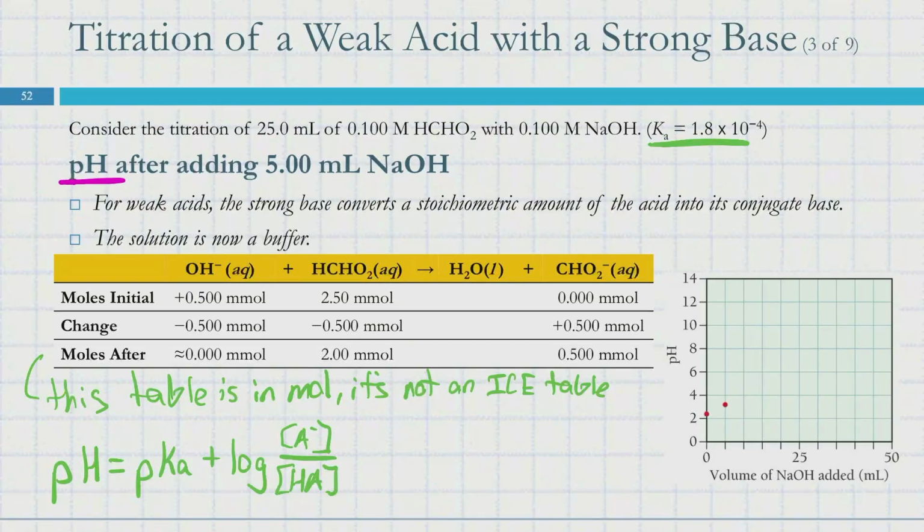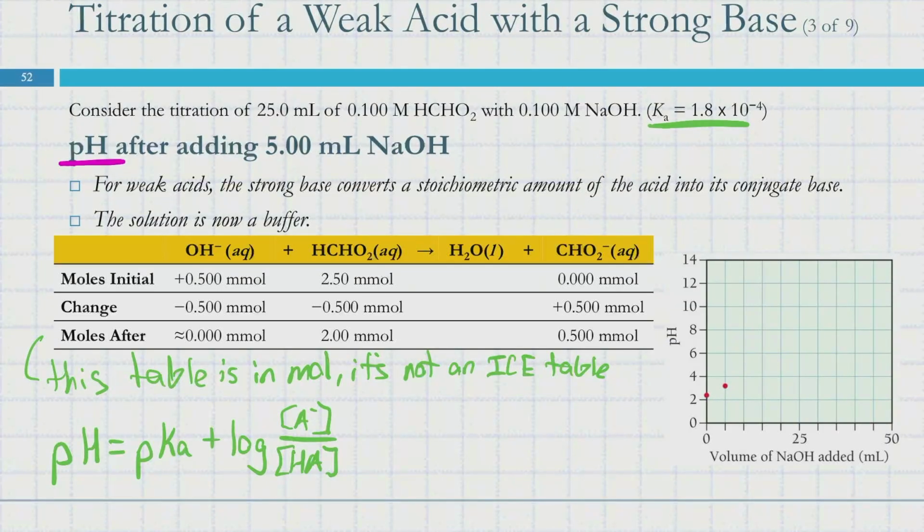We don't have our concentration of the conjugate base or of the acid since we added in 5 milliliters, so we'll need to find our new volume. It's 30 milliliters. So let's calculate our concentrations of our CHO2 minus and our HCHO2.